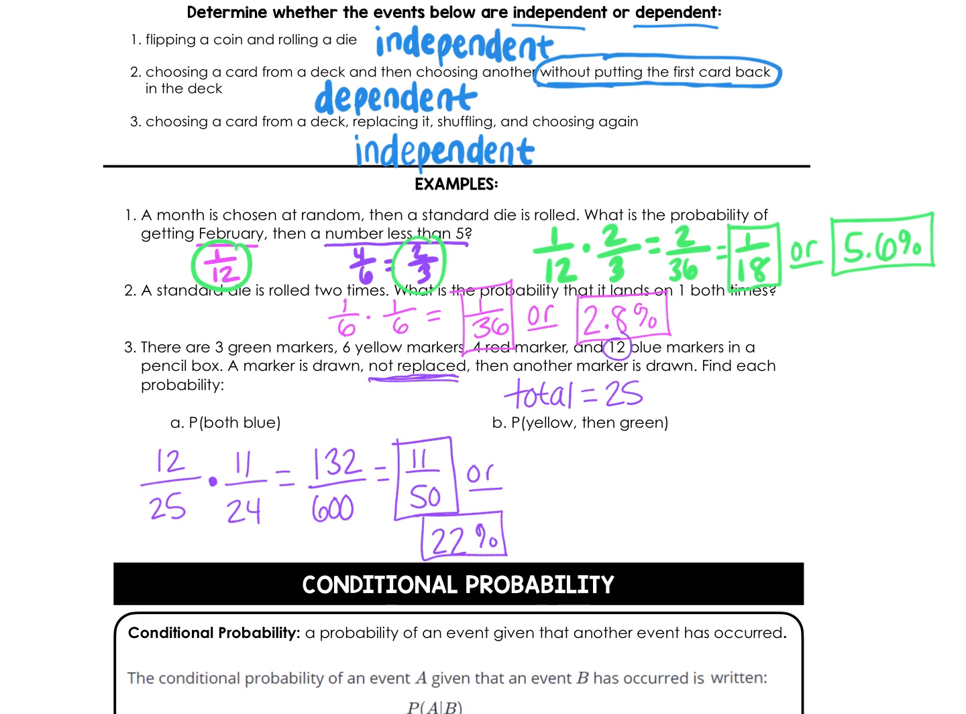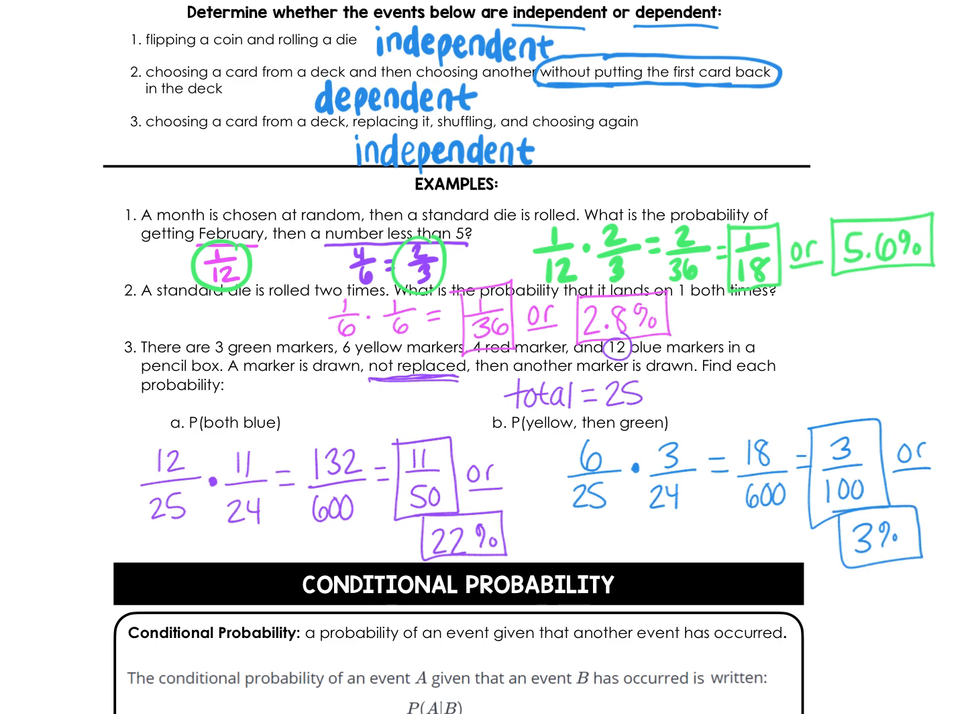So the next one is the probability of picking a yellow marker and then a green marker. How many yellow? There are 6 yellow out of 25 total. And then green, there are 3 green. And then we already picked the yellow one out, so our total number of markers is now only 24. Multiply those fractions, you get 18 out of 600, which simplifies to 3 out of 100. So that would be fine. That's one way to give your answer, or 3%.